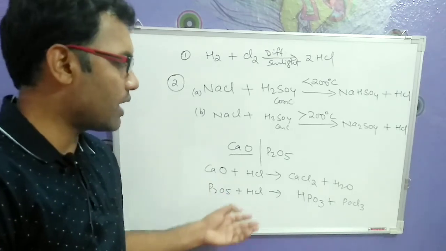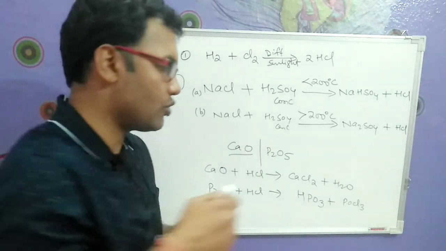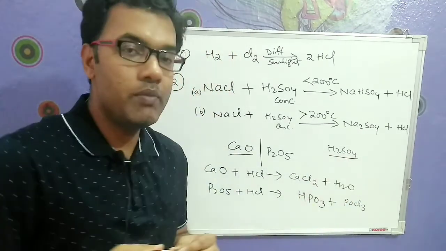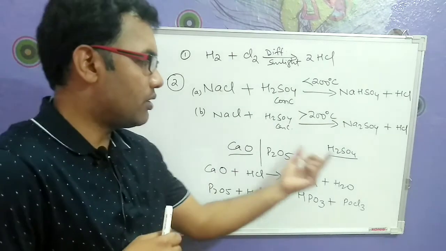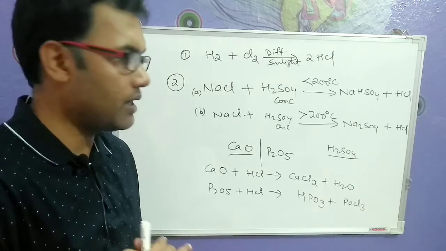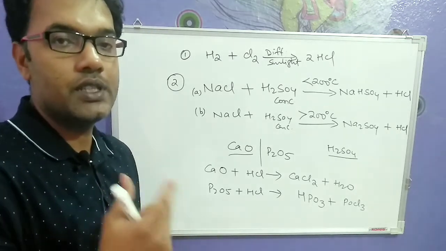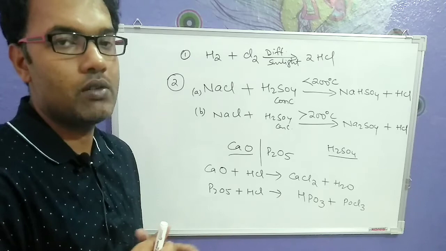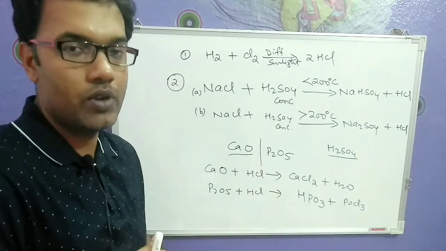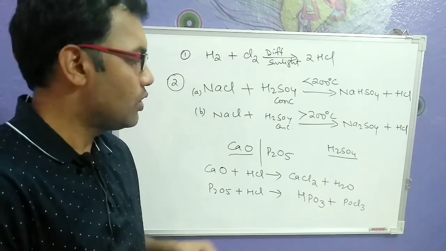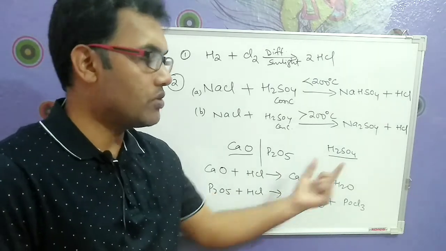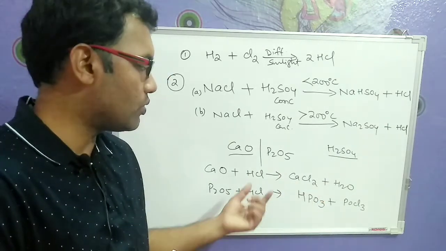Now that specific drying agent will be H2SO4 only. Now H2SO4 will behave as a drying agent as well as a dehydrating agent. Now see here, what is the difference between a drying agent and a dehydrating agent? Drying agent means water is physically removed from a particular compound, and dehydrating agent means water is chemically removed from the compound. Okay students, so in order to dry HCl, if your question comes, you will say that we are using concentrated H2SO4 in order to dry HCl.